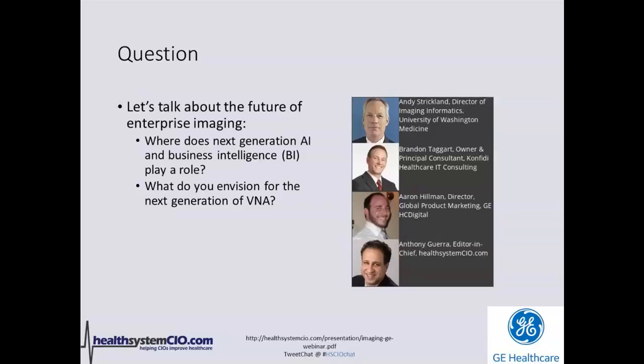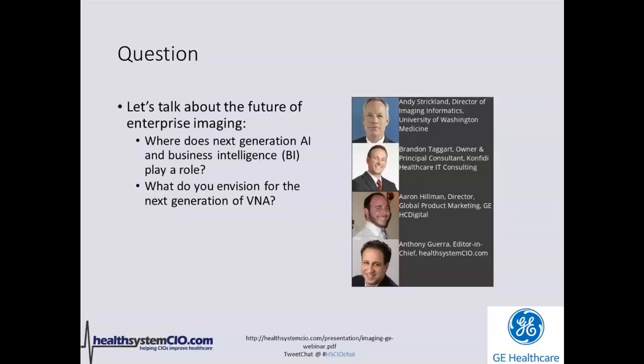Obviously, GE Healthcare has a large effort around Edison and the business intelligence and future artificial intelligence components there. You can see lots of our content out there on the web if you want to learn about it. In terms of the next generation of VNA, there are a couple of things that are very interesting. It's about infrastructure. It's about cloud. It's about having a really flexible visualization layer that provides a unique experience to each type of end user.